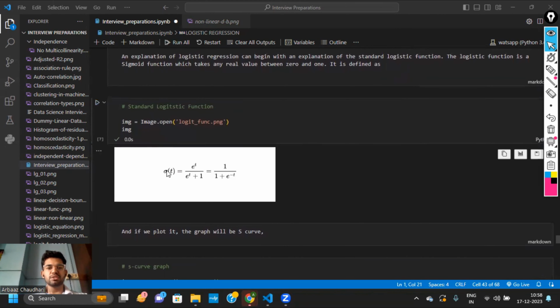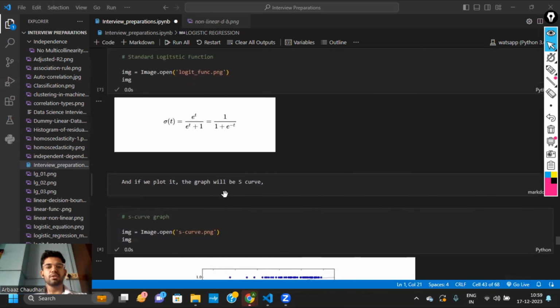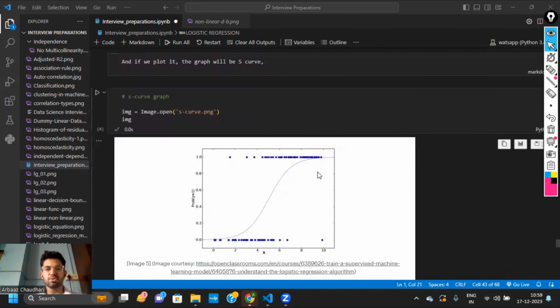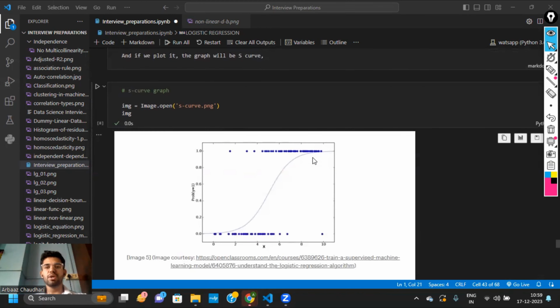Let's see the standard logistic function. This is the formula: sigma of t is equal to e raised to t divided by e raised to t plus 1. It can also be written as 1 divided by 1 plus e raised to minus t. If we plot the graph, you can see an S curve. In linear regression, we were seeing a straight line, but because of the sigmoid function, the graph is an S curve.